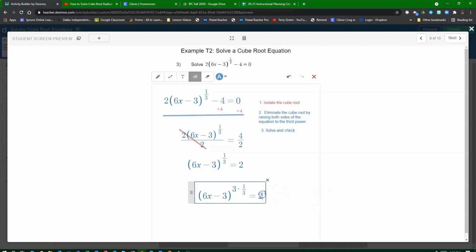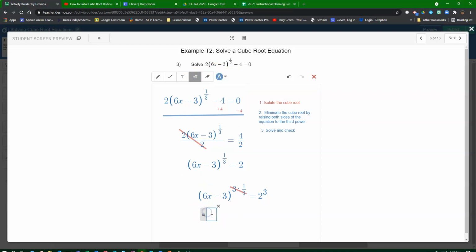I will also raise 2 to the 3rd. Once I do that, these cancel out. I get a cancellation here. That goes away, and that's just going to leave me, and I also simplify both sides of the equation there.